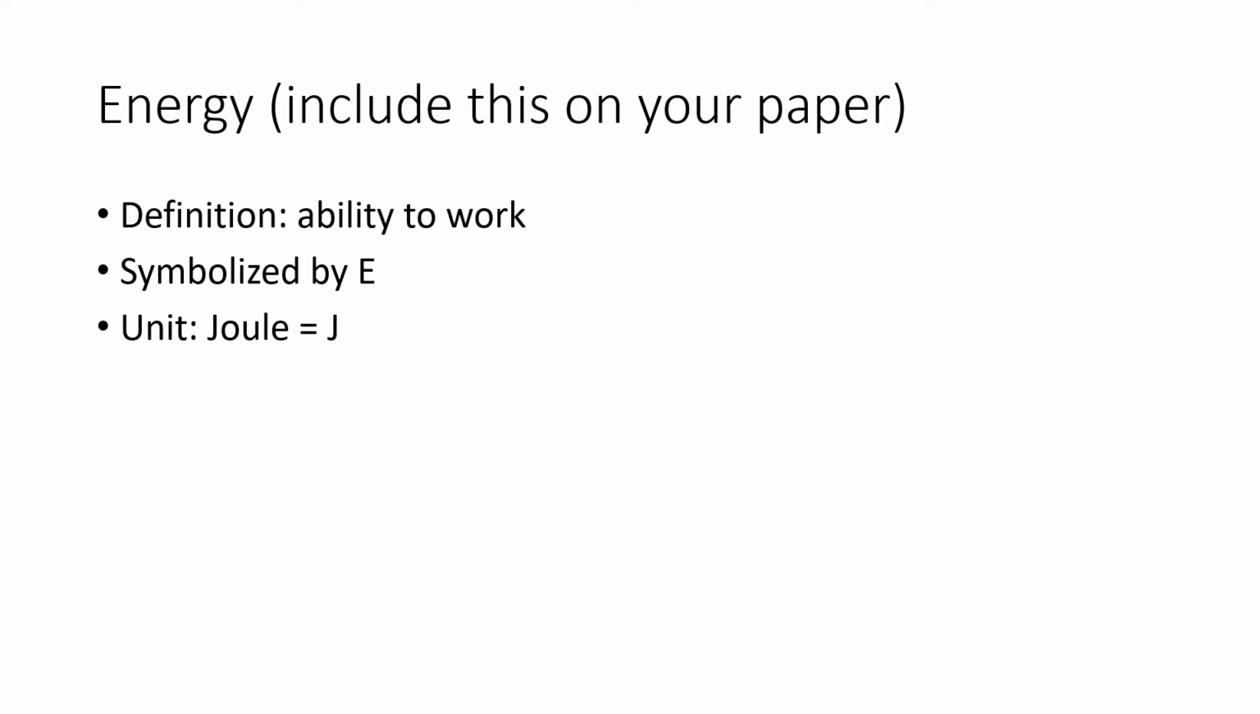So energy is the ability to do work. That's like the official definition. The symbol for energy is capital E, and the unit is joules, not that type of joule, and then capital J is the symbol.